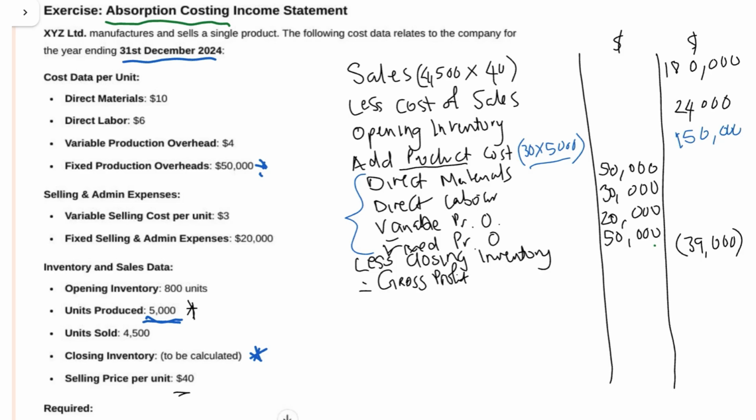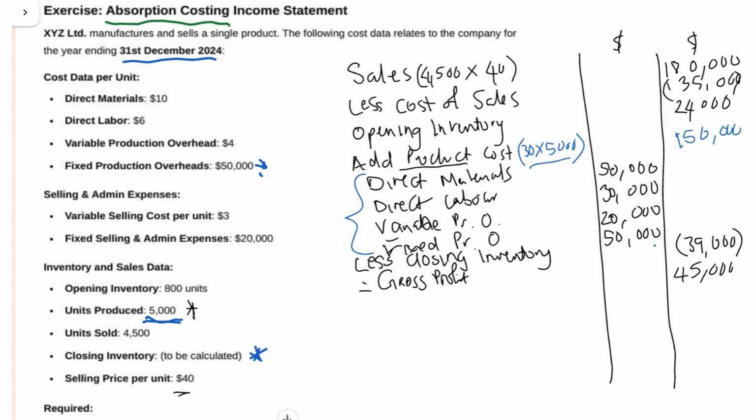We should be getting 135,000. No, that's actually our cost of sales. Our cost of sales is 135,000. Okay, less cost of sales. Then our gross profit will be 180 minus 135,000, which we get is 45,000 as our gross profit.